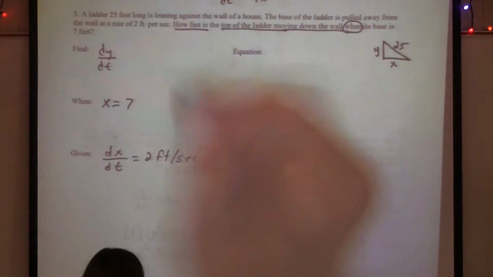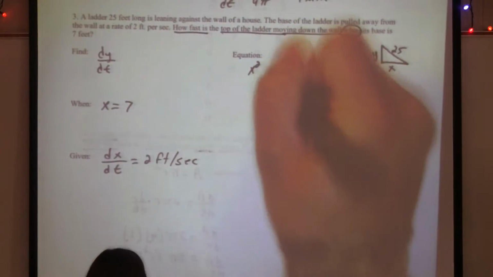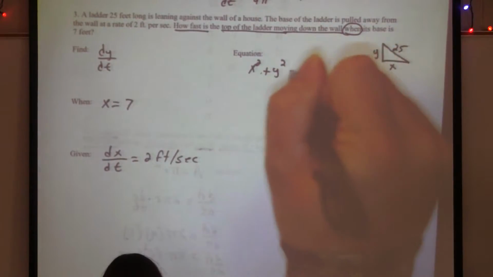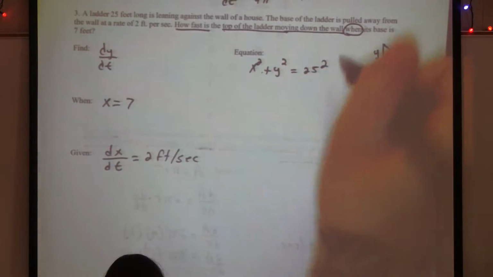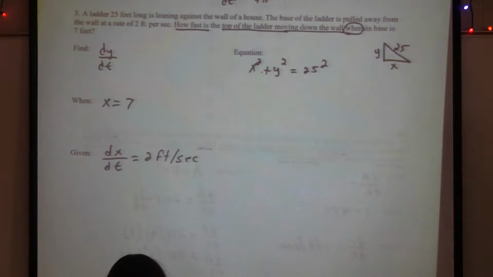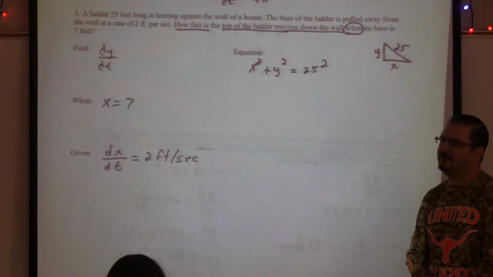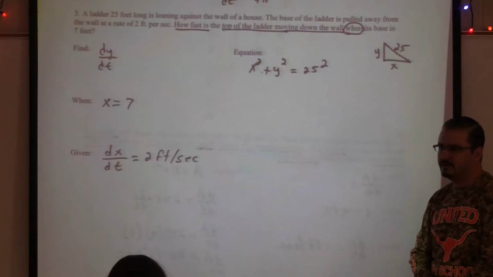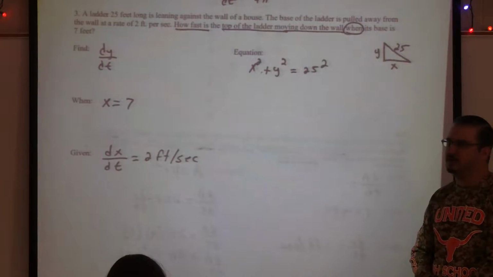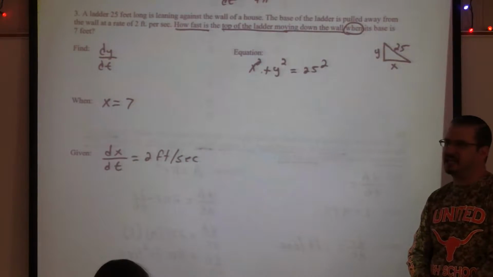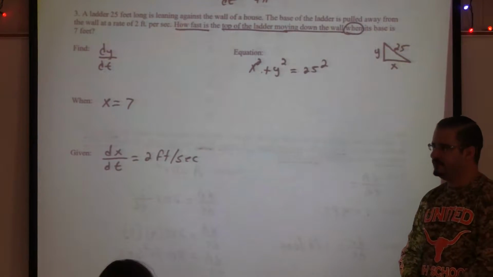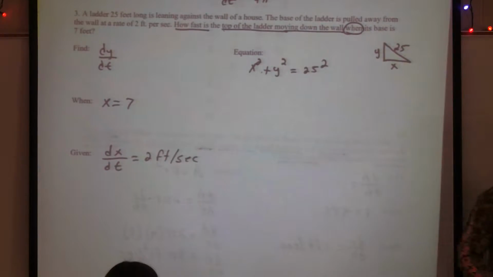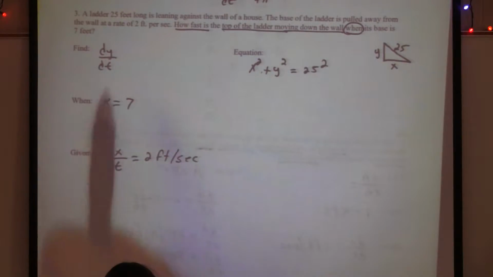We're going to use the letters that we have. So that'll be x squared plus y squared equals 25 squared. Why am I putting 25 at this point? Because you know that that's always going to be 25. It's not going to change. I'm not going to put a variable. Do you understand? Okay.